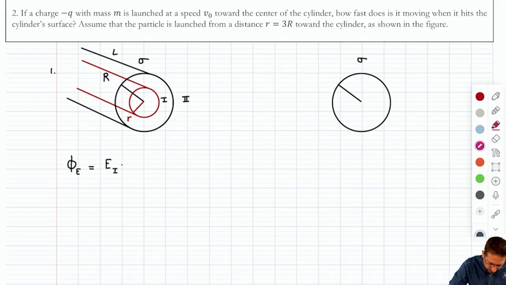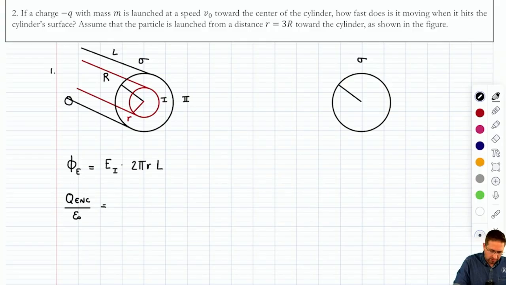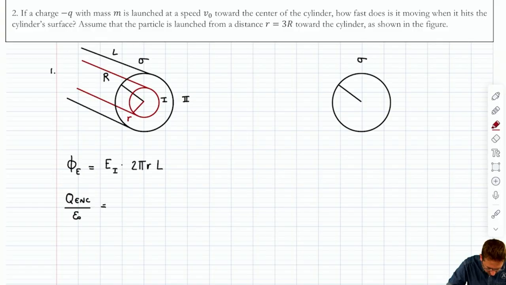So this part, not the end caps, just the wall, is going to be 2 pi r L, okay? And then Q enclosed over epsilon naught, well, that's actually super easy. There is no charge inside my Gaussian cylinder because my charge lives on the actual physical metal cylinder, and within it, there's nothing, just air. So inside this Gaussian cylinder, there is no charge whatsoever. Therefore, by Gauss's law, E1 is equal to 0 for r less than R.